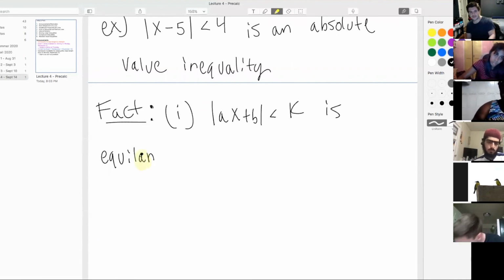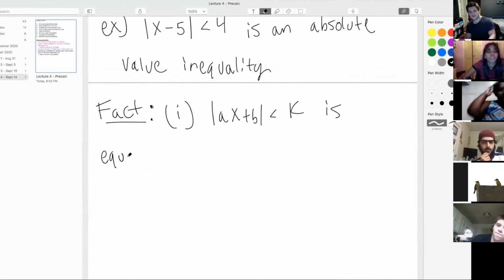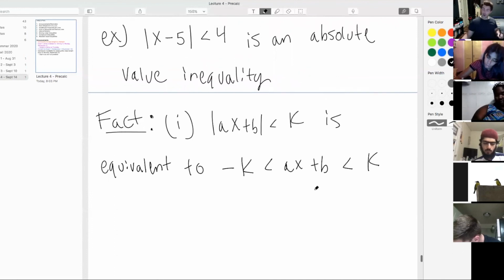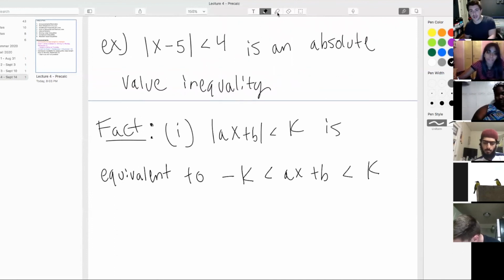to the compound inequality negative k less than ax plus b less than positive k. Okay, so to solve an inequality of this form, you just need to solve this compound inequality.